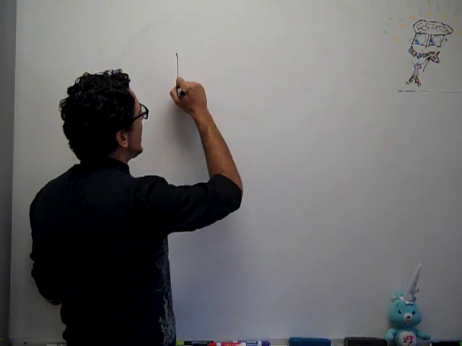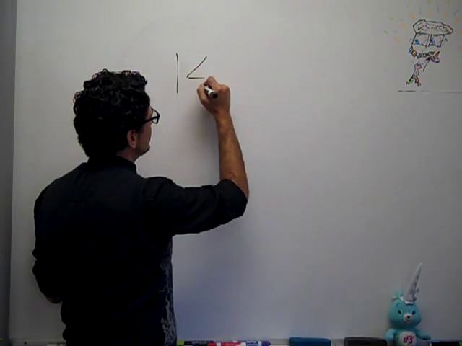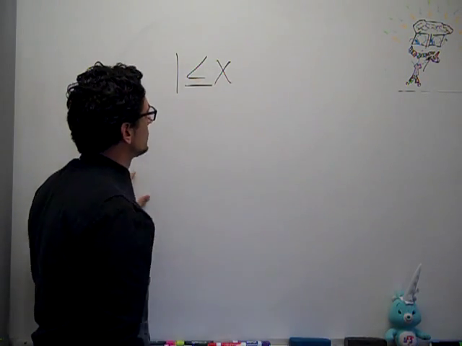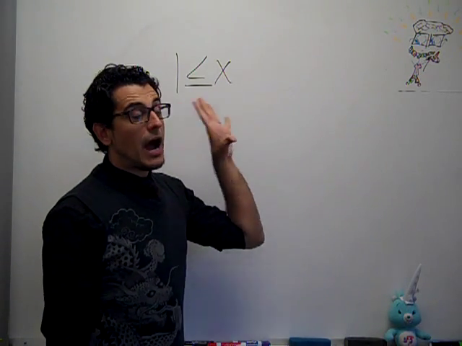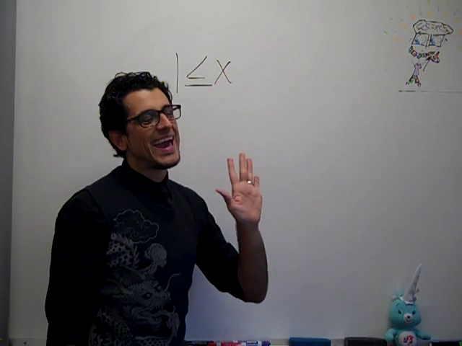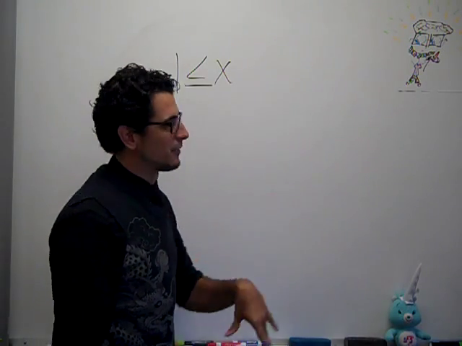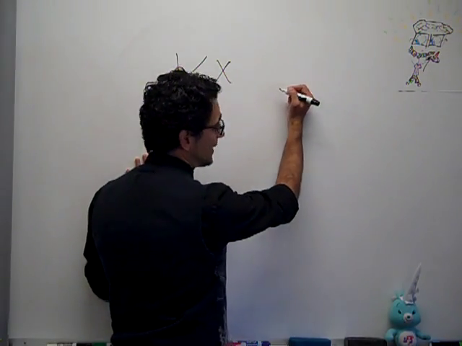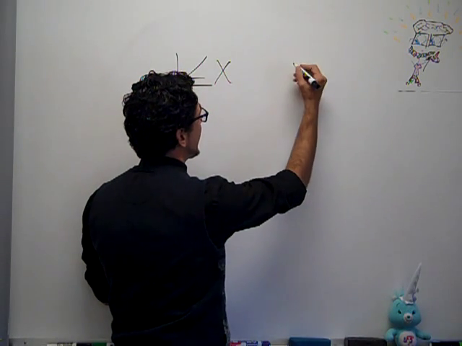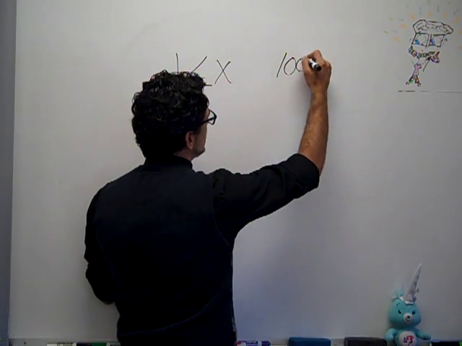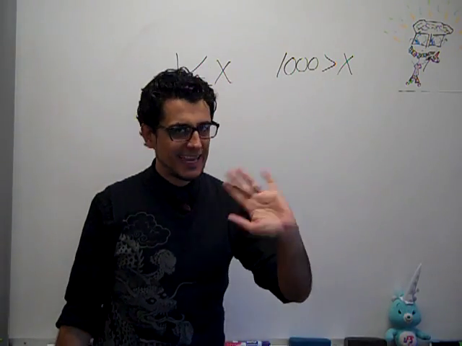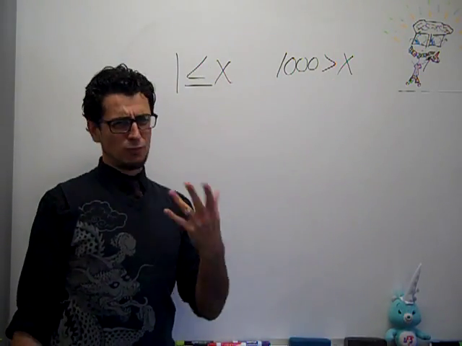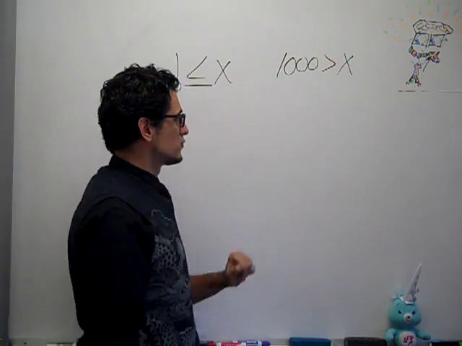So let's say that I have 1 is less than or equal to x, which we covered before, okay? And let's say that my upper limit is that I can't do 1,000 sit-ups. So let's say I stopped at about 1,000. And I would say that 1,000 would be greater than x. Not greater than or equal to, because I can't do 1,000. Again, you're like, what? And I'm like, no, really, I can't do 1,000.